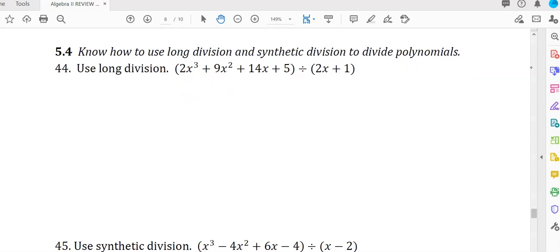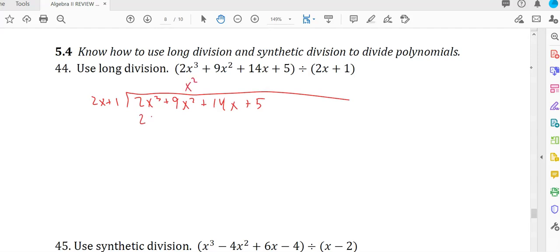Long division. So let's do some long division here. So 2x plus 1 into 2x cubed plus 9x squared plus 14x plus 5. Okay, 2x goes into 2x cubed x squared times. So x squared goes in that column. So 2x cubed plus x squared. Subtract everything there. So I'm going to distribute that. That's going to be 9x squared minus 1x squared is 8x squared plus 14x. That'd be 4x times 2x plus 1 there. So plus 4x. So we get 8x squared plus 4x.